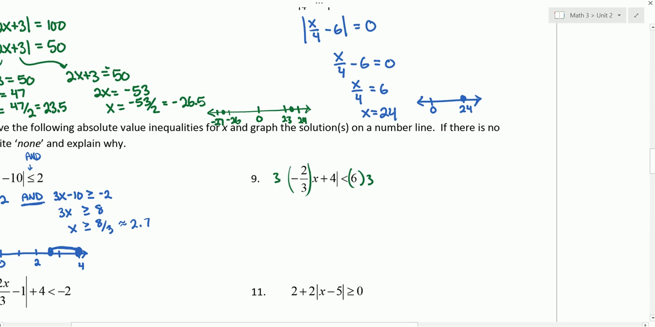On the left-hand side, we get 3 times 2 divided by 3. Well, 3 times 2 is 6. 6 divided by 3, we end up getting 2. And it's still negative absolute value of x plus 4 is less than 18. And then I'm going to divide both sides by negative 2. We get the absolute value of x plus 4, switch your sign when you divide by a negative, so it's greater than negative 9.